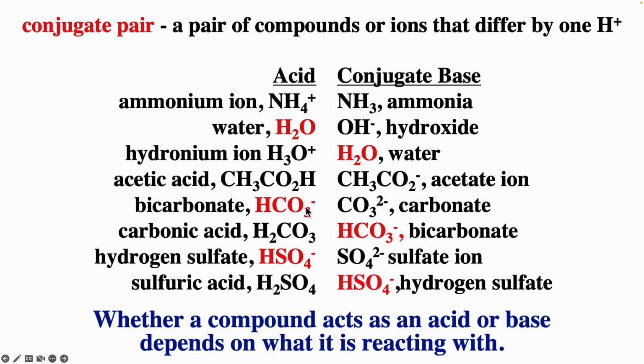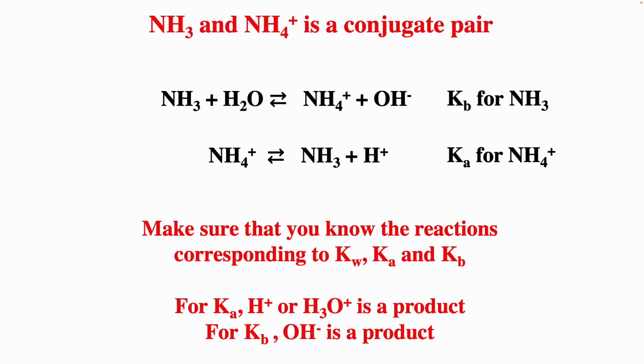Bicarbonate can behave like an acid or a base. Hydrogen sulfate can behave like an acid or a base. And so if we think about the ammonia-ammonium ion conjugate pair, ammonia is our typical weak base. It reacts with water, forming ammonium ion and hydroxide ion. You have hydroxide as a product, so we think about that as a Kb. The equilibrium constant for this reaction is Kb for ammonia.